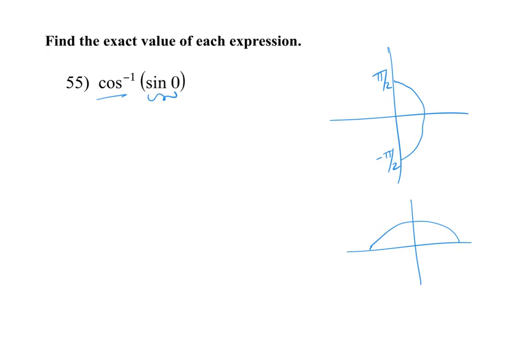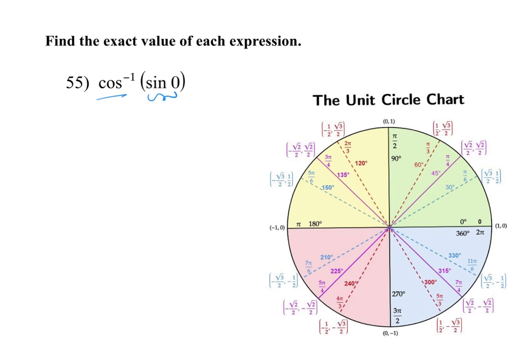So if you were to work this one, you would say sine of 0, which means you're going to go to your 0 degree angle or your 0 radians, since this doesn't have the degree mark, and you're going to say, what is your sine value here? Well, your sine value here is 0. That's your y value. So 0, this inside equals 0.